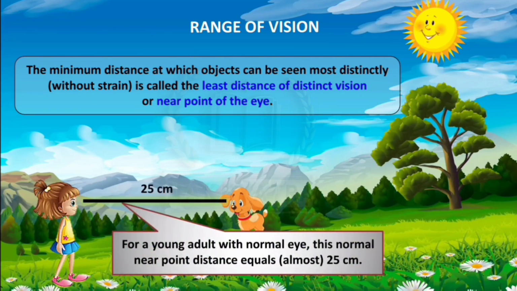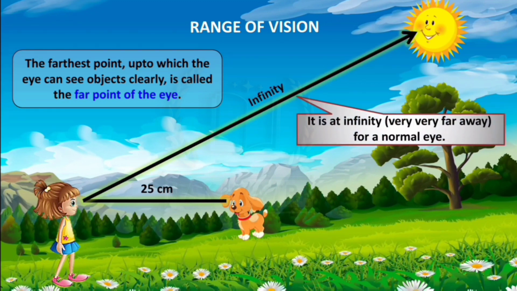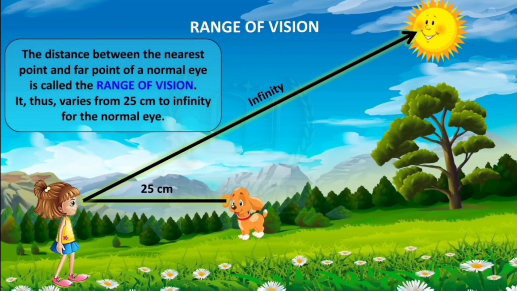Now for a young adult with a normal eye, this normal near point distance equals almost 25 centimeter. The farthest point up to which the eye can see objects clearly is called the far point of the eye. And the far point of the eye is at infinity for a normal eye. Alright, as you can see, it is at infinity for a normal eye. That means very far away.